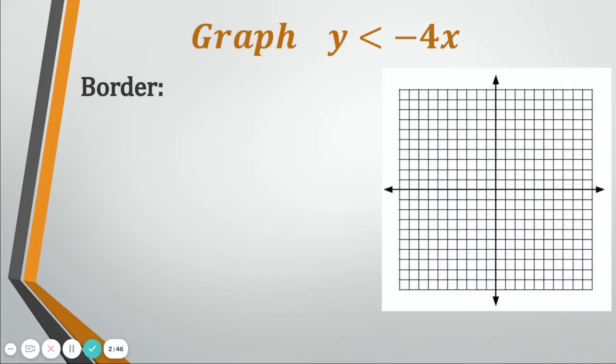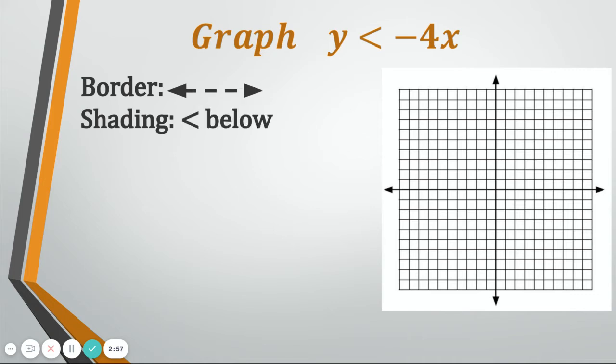Next example, y is less than negative 4x. So my border is going to be dashed since it's a less than symbol. My shading for less than is below. My slope is the number next to the x, which is called a coefficient, which is negative 4. My y-intercept, since I don't see a number, would actually be 0.